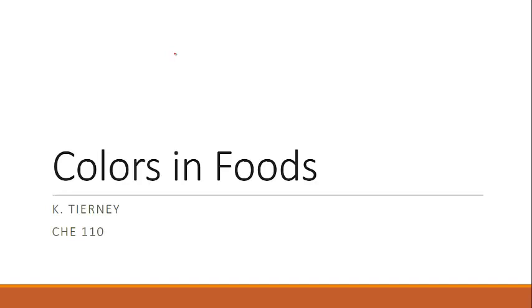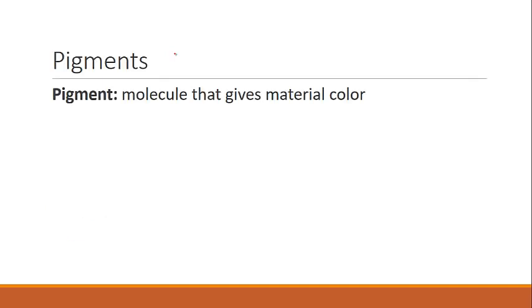In this video, I'm going to be talking about some of the colors we find in foods and what can affect them. So the molecules that give materials color are called pigments, and we're going to be looking at the pigments that can color our food today.